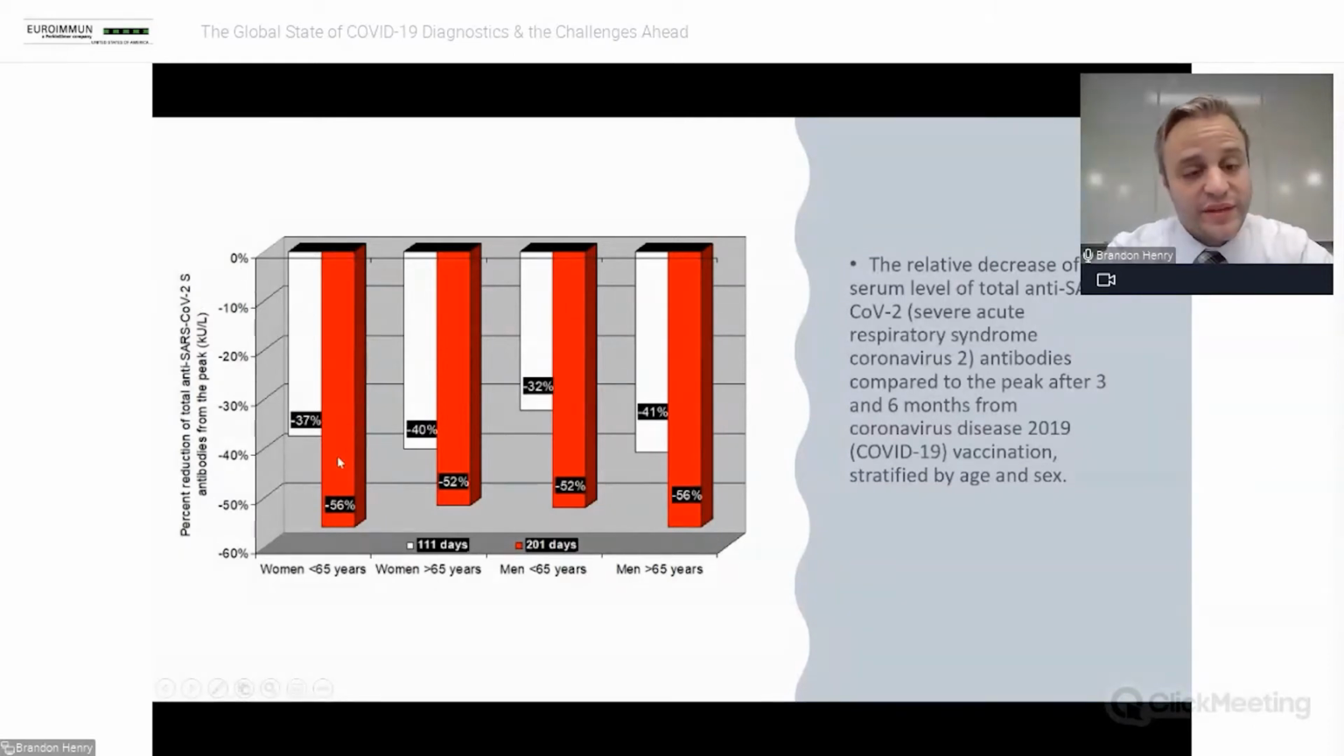We can see that women less than 65, there was a 56% decline. Women greater than 65, 52%. Men less than 65, 52%. And men greater than 65, 56% decline. So these are quite significant levels. Of course, we don't yet know the threshold for what titer is associated with protection. That's also probably impacted by variants, a very complicated question, but it's significantly concerning.